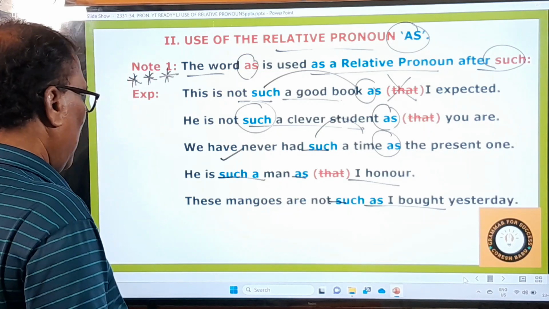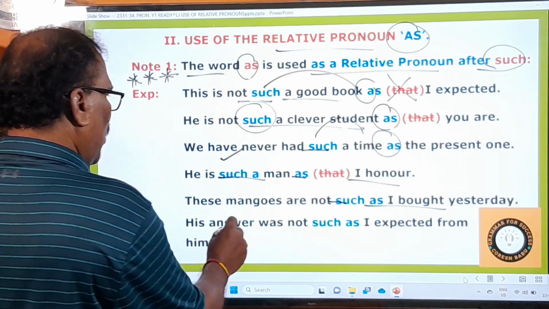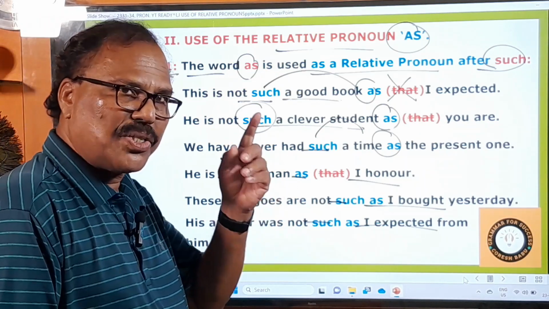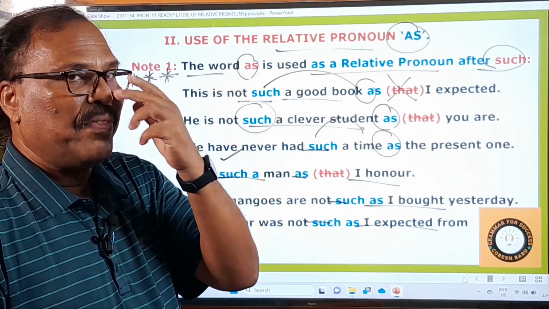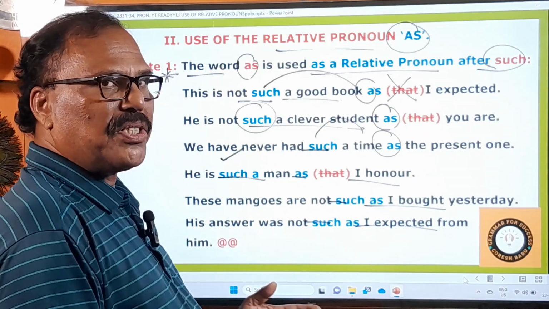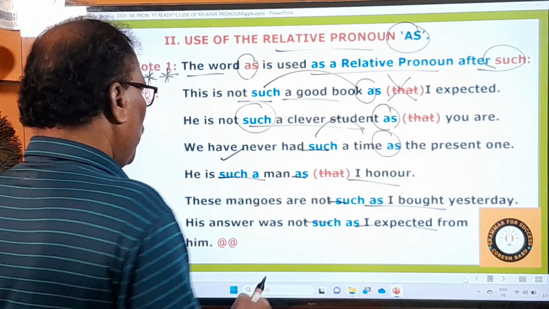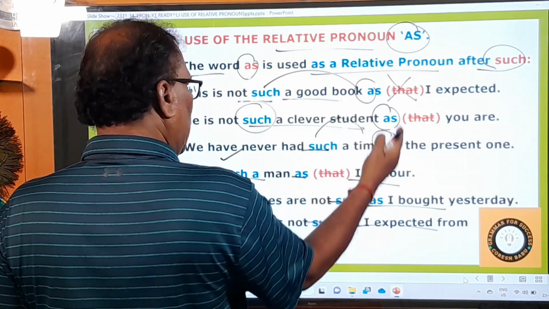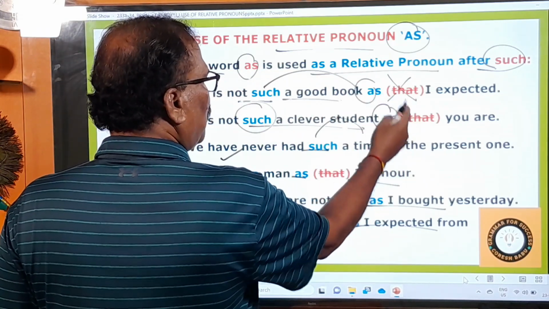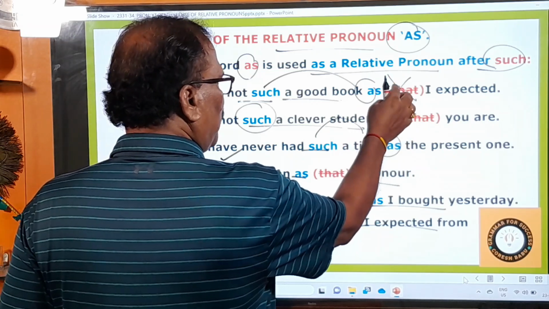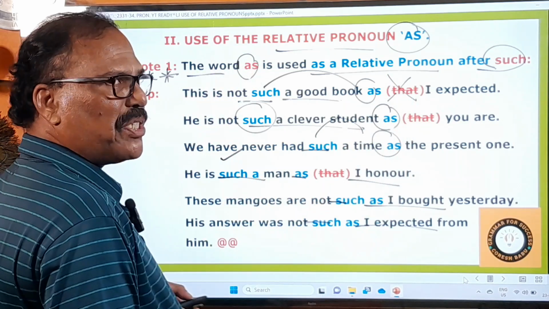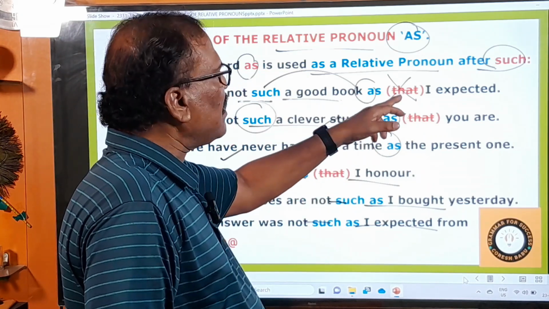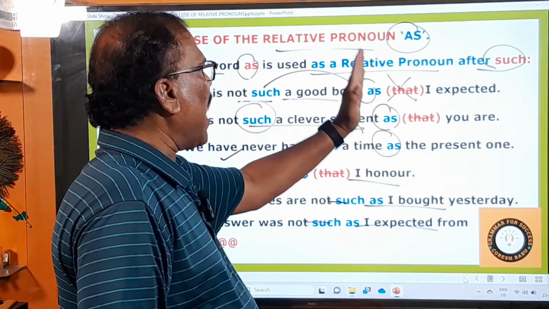One more: his answer was not such as I expected from him. That means this is not the answer expected from him. In this way, after such, as is used. But in the examination they will give you that, to confuse you, and most students make the mistake of using that. They think it is right, such a book that. No, after such, as is always used.